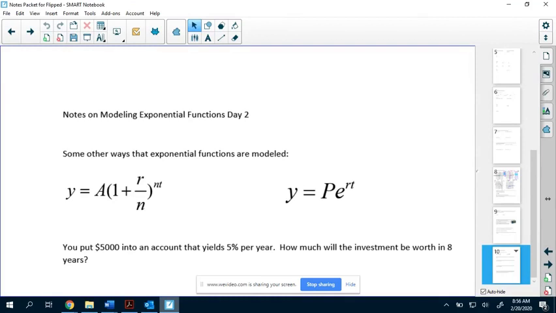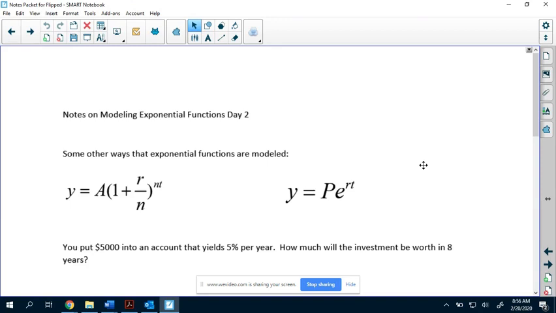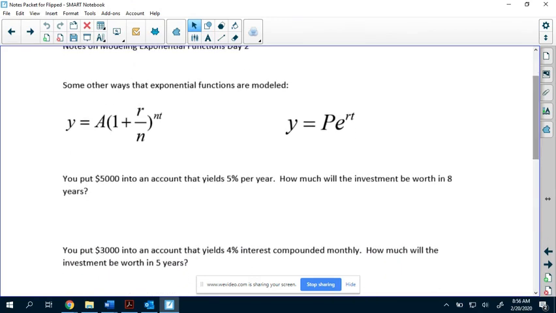Today's notes are our second day of modeling exponential functions. And we had the equation yesterday of y equals ab to the power of x, or the power of t, whatever the input variable is. And this is the base exponential equation for exponential growth and exponential decay. We have two different versions of it coming here.